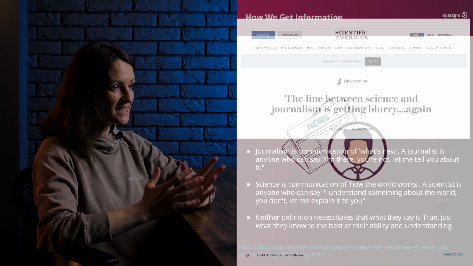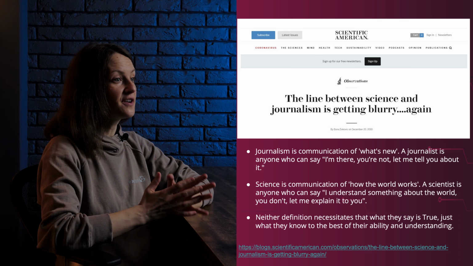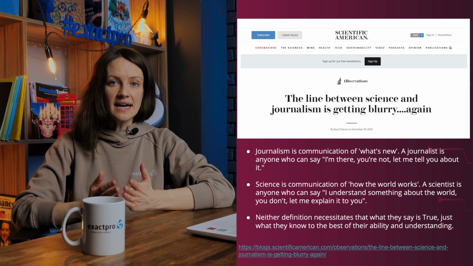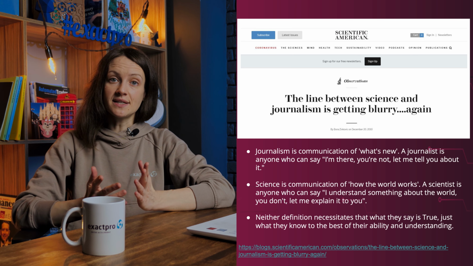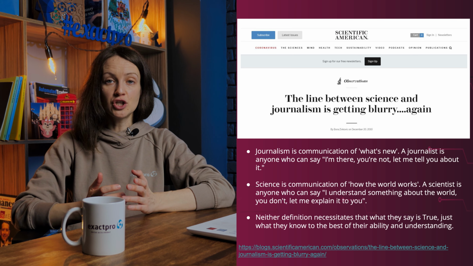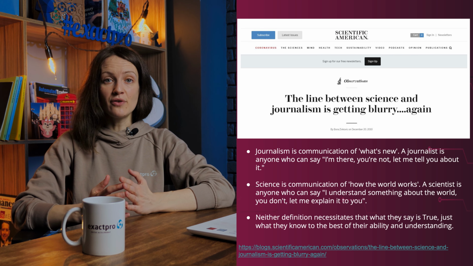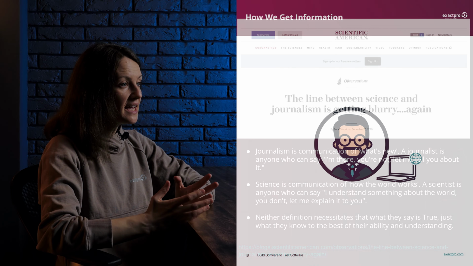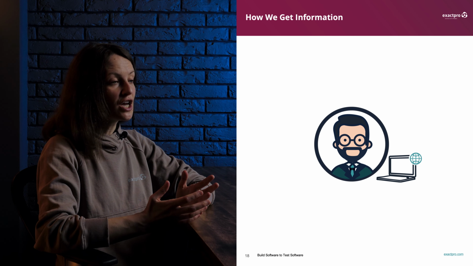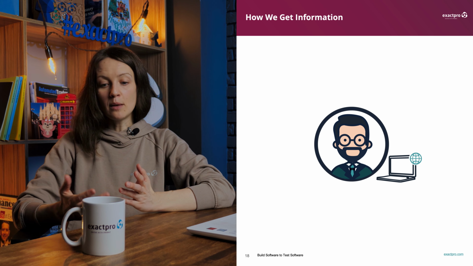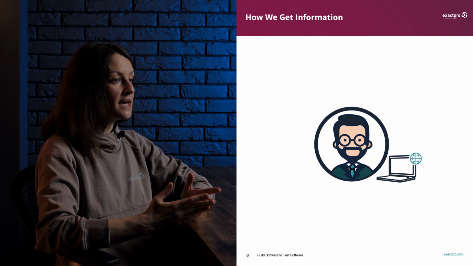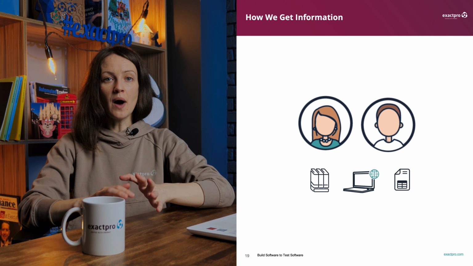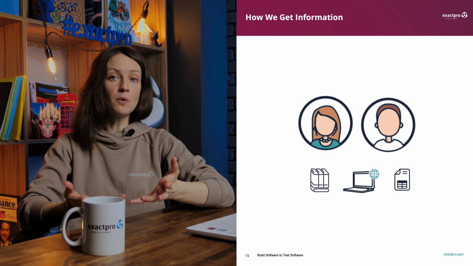What's the difference between examples 1 and 2 according to the Scientific American Journal? While journalism is communication of what's new, science is communication of how the world works. Scientists tell the reader that they try to understand the reality around us, and now they're telling us how the world around us is built, backing it with proof. Similarly, investigators examine the crime scene, trying to deduce what has happened, again based on the evidence. Finally, software testers. They also excavate their designated field to unearth specific knowledge about the software quality of the system under test.